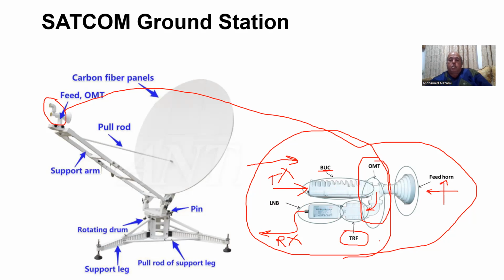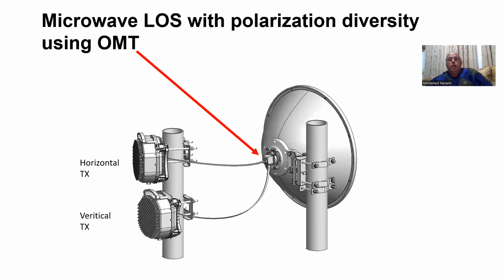What that does, it notches out basically the energy, reflects it back that way. So this is an OMT. Okay, so that's what it is. OMT can also be found in the microwave line of sight radios, where they use them either for diversity or to double the capacity.